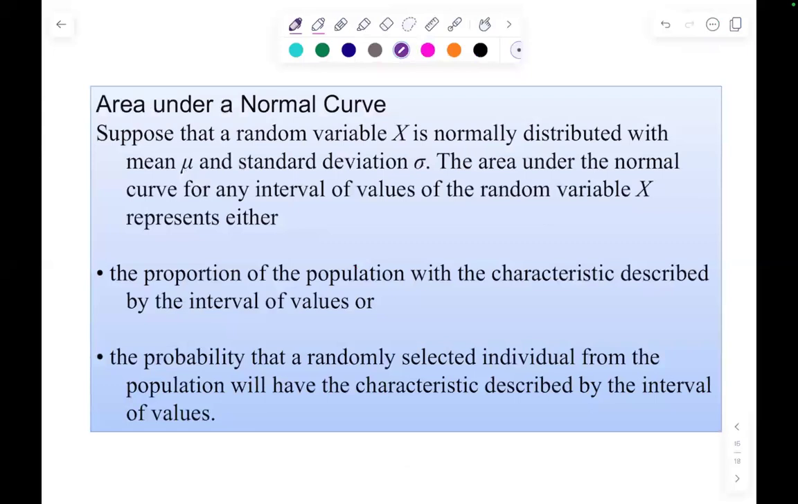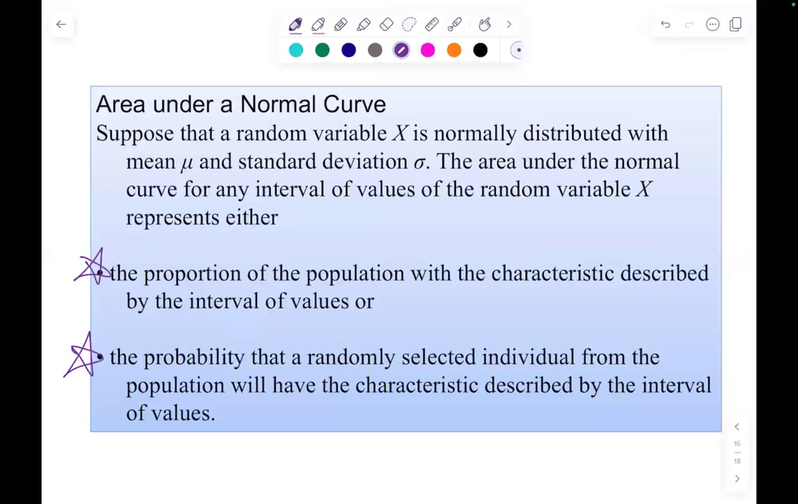Okay, so suppose you have a random variable X. It's normally distributed with a mean of mu, standard deviation sigma. We have two different ways to interpret the area under the curve, depending on the question you're being asked. It is either the proportion of the population with the characteristics described, or it's the probability that a randomly selected individual will have those characteristics.